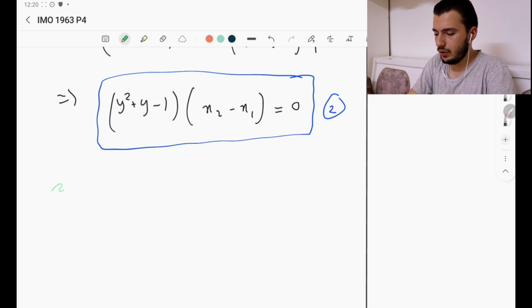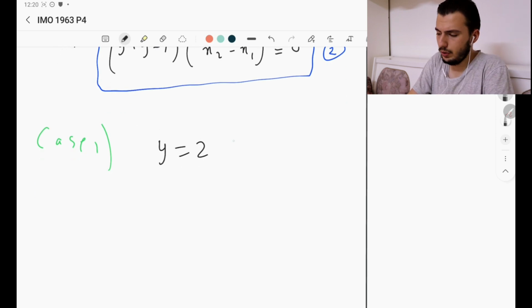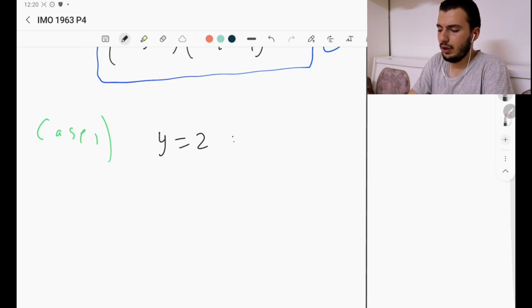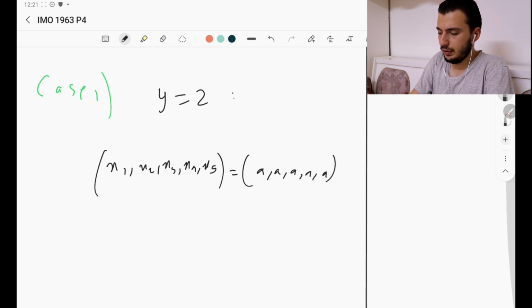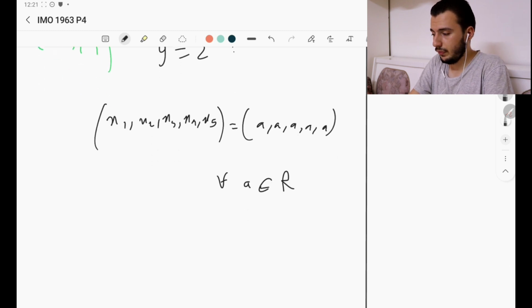Let's discuss them. So case 1, y equals 2. In this case, as we agreed, we'll have x1, x2, x3, x4, x5 all equal. Let's say a, for any real number a. Okay, case 2.